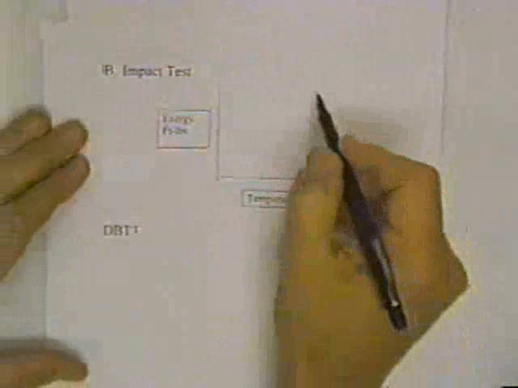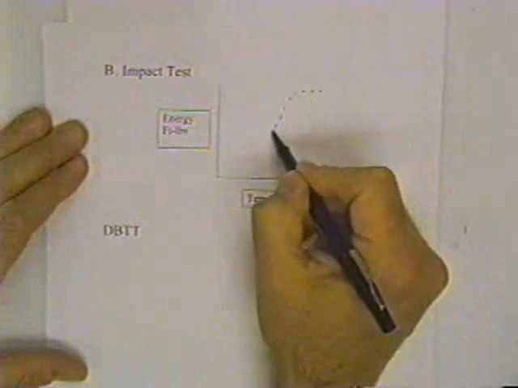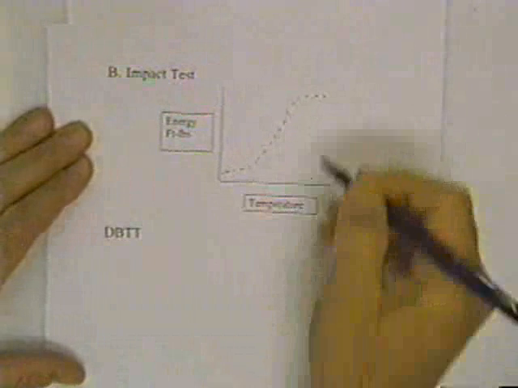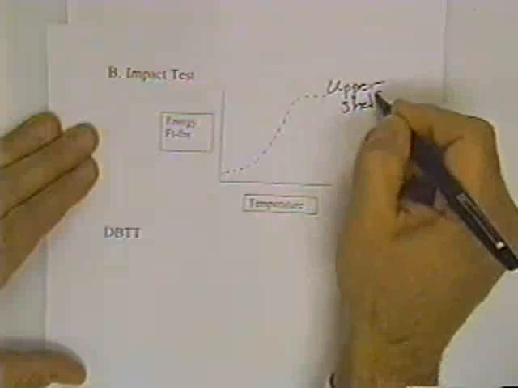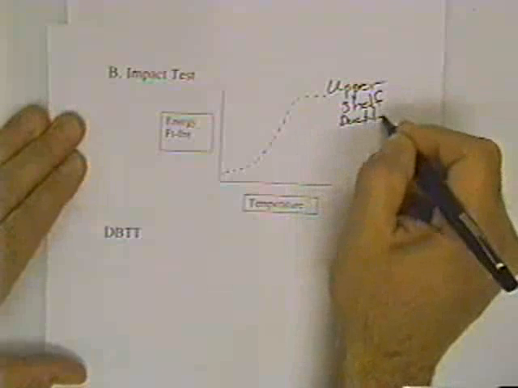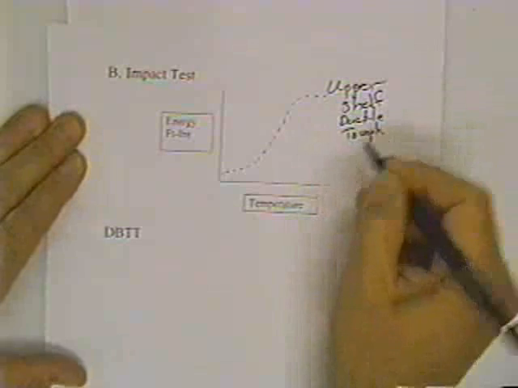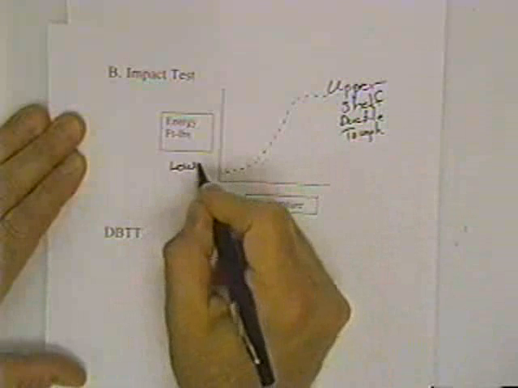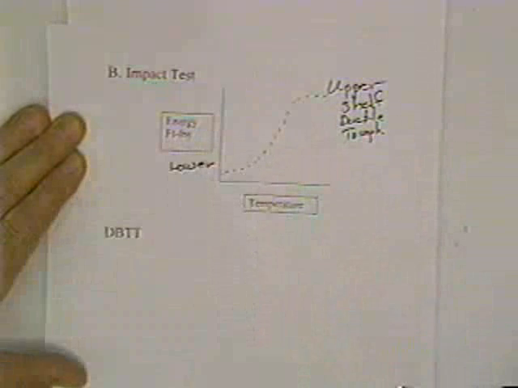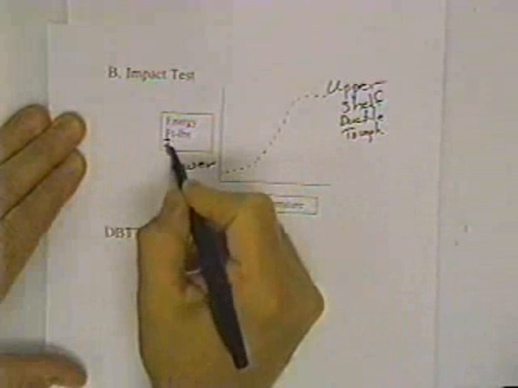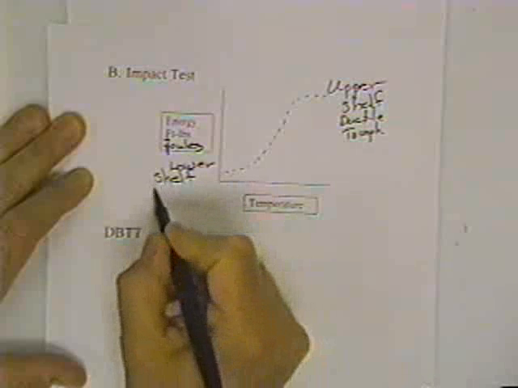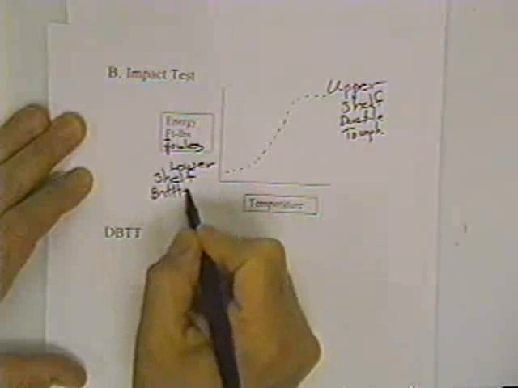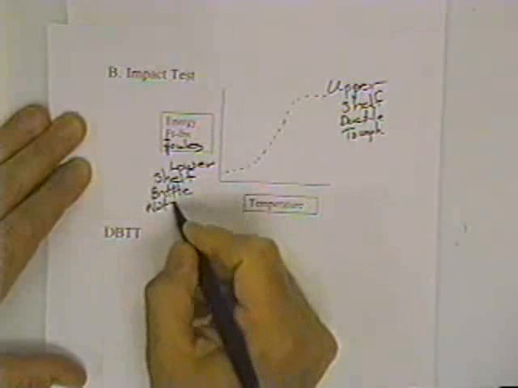The energy absorbed, if you plot it versus temperature, it might look something like this. This is called the upper shelf. This is ductile and tough. This is called the lower shelf. By the way, the energy in foot-pounds can also be in joules. This is the lower shelf, and this would be brittle behaving, not tough.